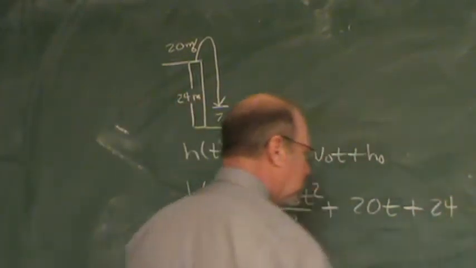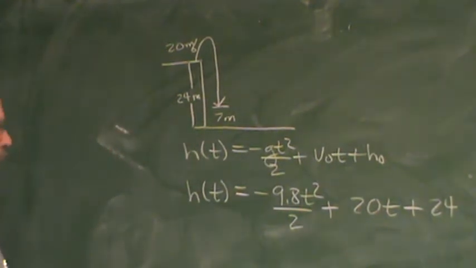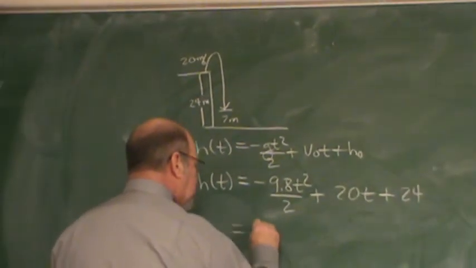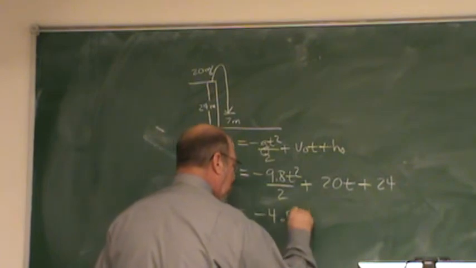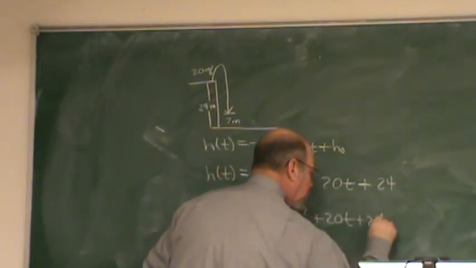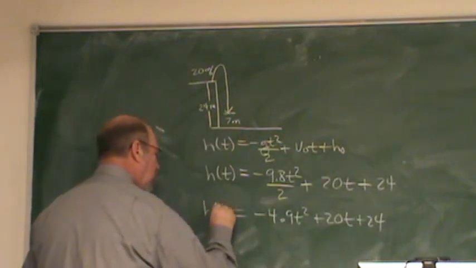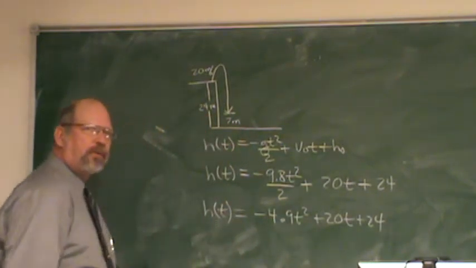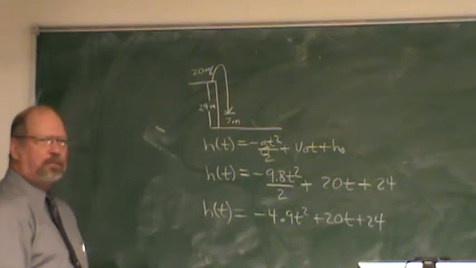24 meters. Yes? All right, this simplifies to negative 4.9 t squared plus 20t plus 24. That gives us the height of this rock at any given time t. Yes? You with me?